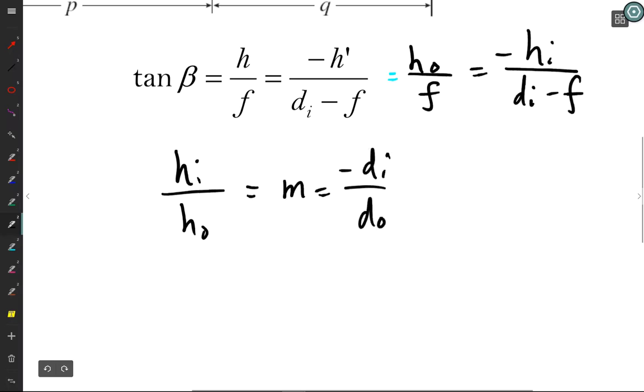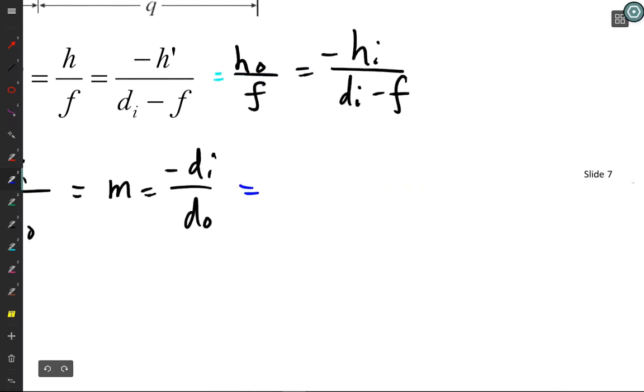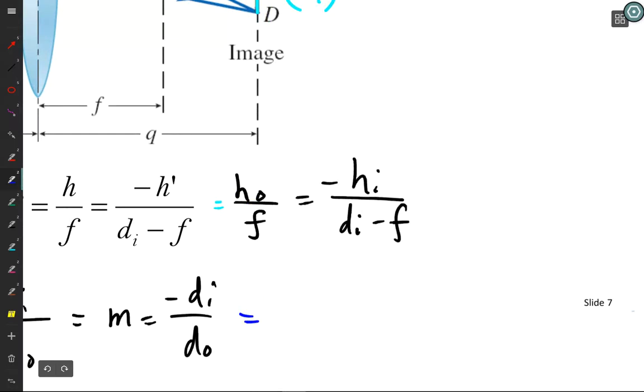Well, I can take this and I can say, we know that height image over height object is the magnification, which is minus distance image over distance object. Solving this equation up there in black for height image over height object, I'm going to have, and I'm going to actually write it up here.